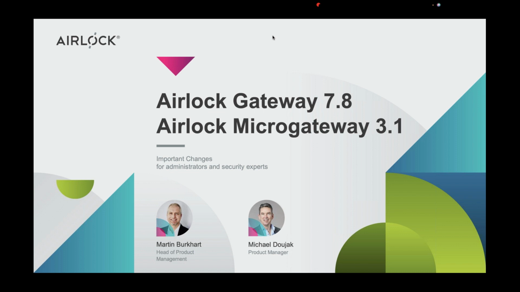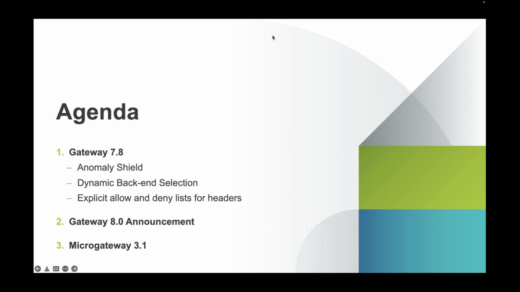Great, so let's start with an overview of the agenda. The first part will be on Airlock Gateway 7.8. Topics will be the Airlock Anomaly Shield, and this will be a bit more than just covering additional features in 7.8, so it will actually be an introduction to the functionality. So in case you haven't heard of it, that's for you. You can lean back, enjoy, and learn all about Anomaly Shield.